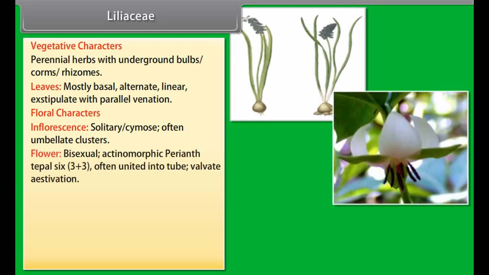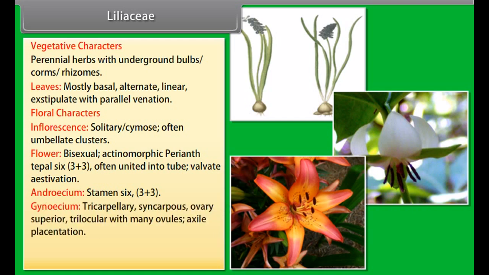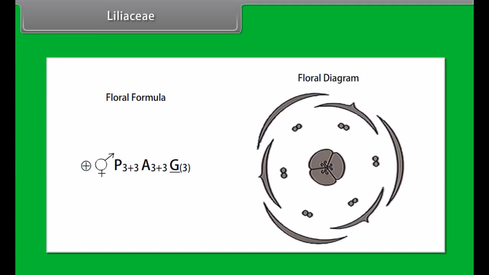Flower bisexual, actinomorphic. Perianth, tepals 6 (3+3), often united into tube, valvate aestivation. Androecium, stamens 6 (3+3). Gynoecium, tricarpellary, syncarpous, ovary superior, trilocular with many ovules, axile placentation. Fruit, capsule, rarely berry. Seeds, endospermous. Floral formula is, and this is the floral diagram.